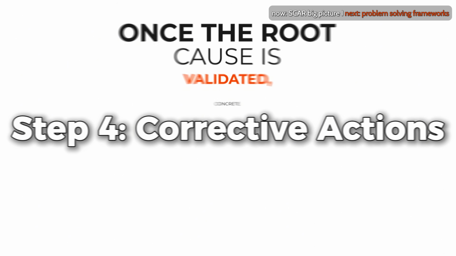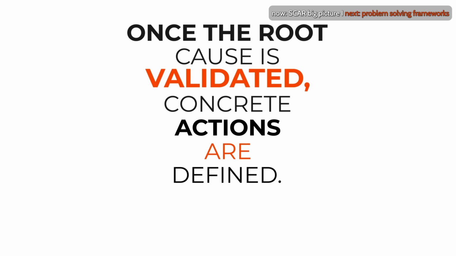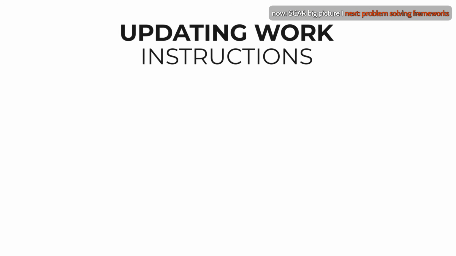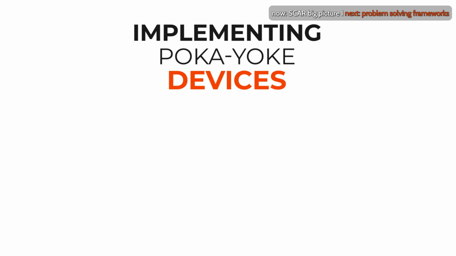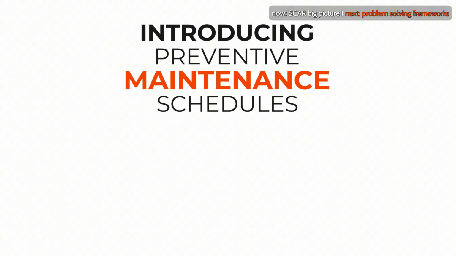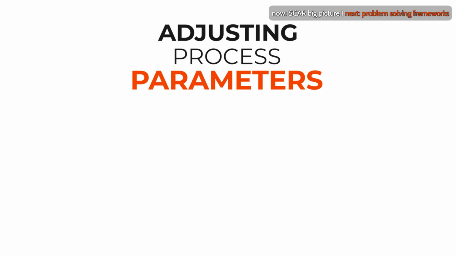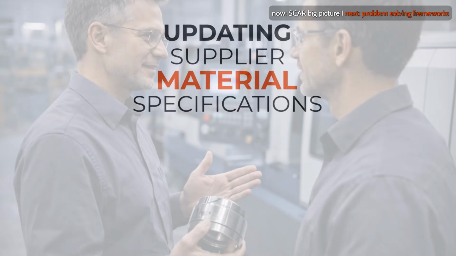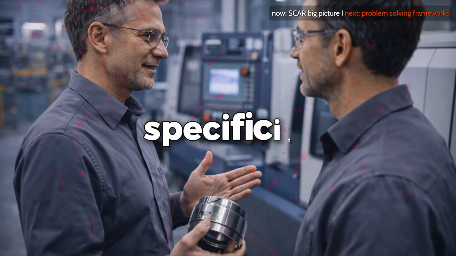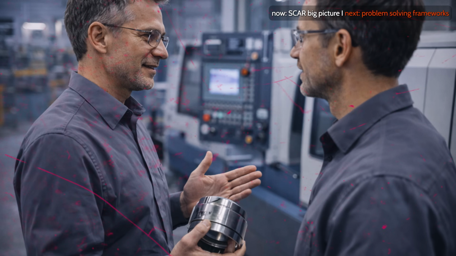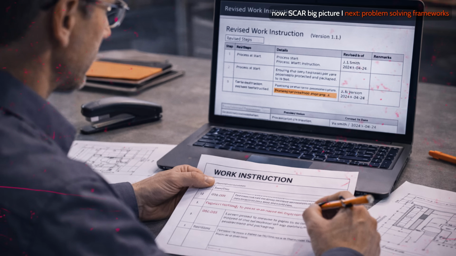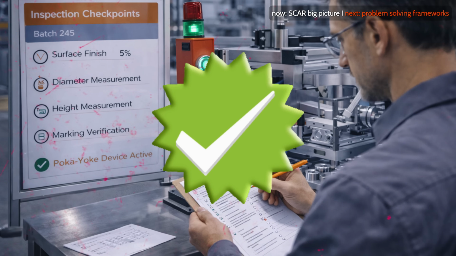Once the root cause is validated, concrete actions are defined. Corrective actions may include updating work instructions, implementing poka-yoke devices, introducing preventive maintenance schedules, adjusting process parameters, or updating supplier material specifications. The key here is specificity. A weak corrective action says, operator retrain. A strong corrective action clearly defines what changed, how it is controlled, and how recurrence is prevented.